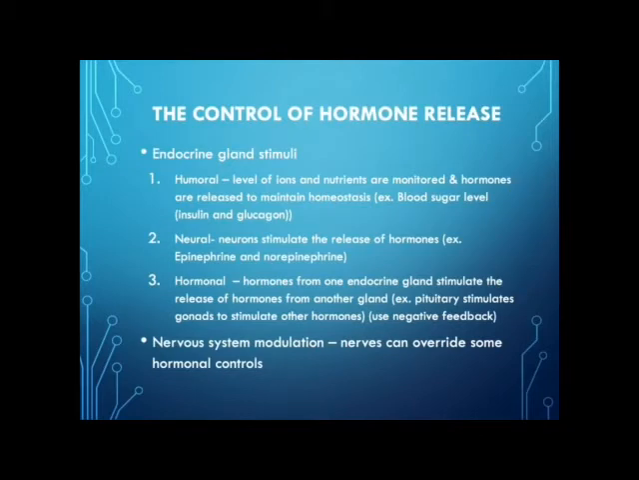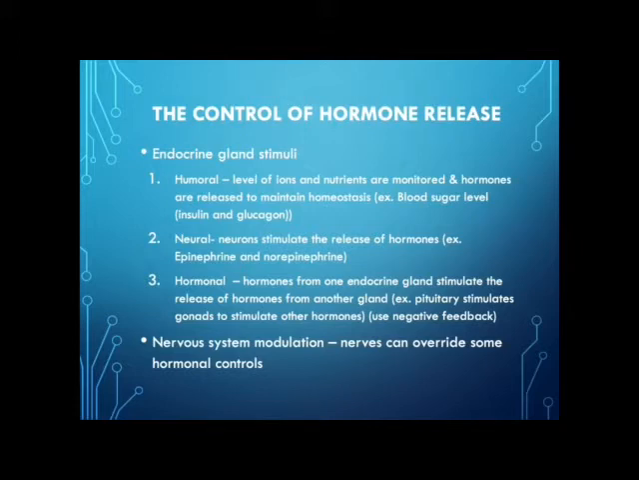The control of hormone release. Endocrine gland stimuli. Humoral. Levels of ions and nutrients are monitored, and hormones are released to maintain homeostasis. Example: blood sugar level, insulin, and glucagon.